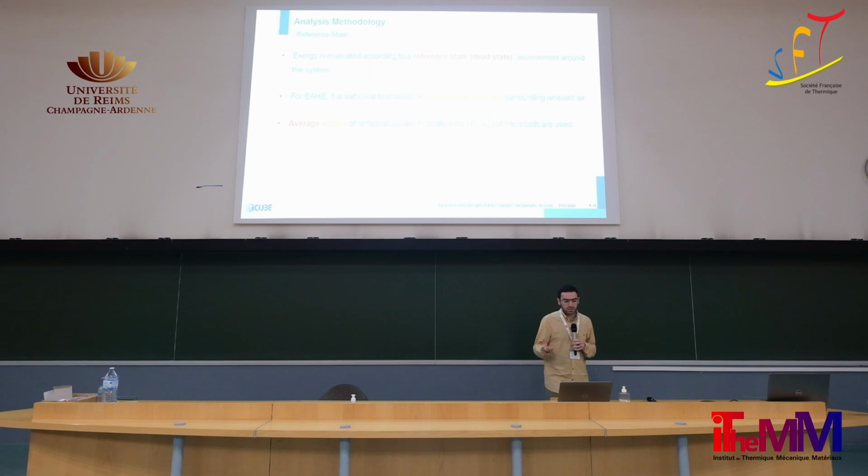So we choose in our case the surrounding ambient air to be the environment or the reference state of the system, and because the temperature and the humidity vary a lot in the ambient air, we choose average values along the month where the analysis is being carried. So we have average values of temperature and the humidity along this month. And for the pressure, the reference pressure was taken as the standard sea level atmospheric pressure.